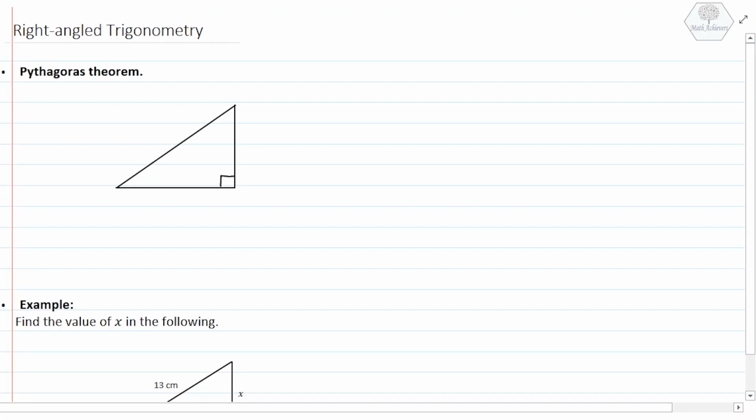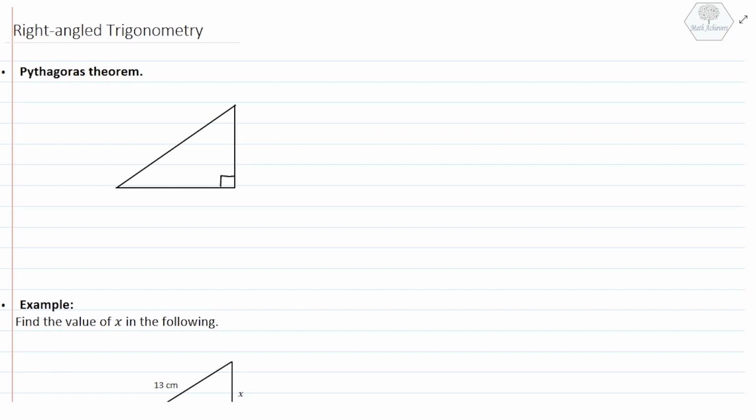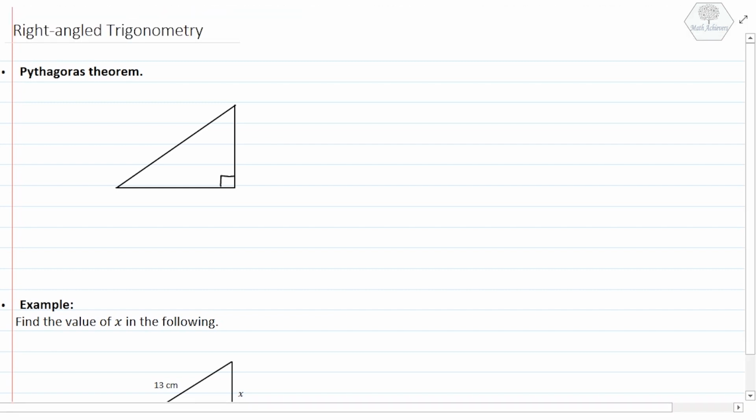Hi, our lesson now is about right-angled trigonometry. In right-angled trigonometry, what's meant by having a right angle is that one of the three angles inside a triangle is a 90 degrees angle. Let's see here our right-angled triangle.